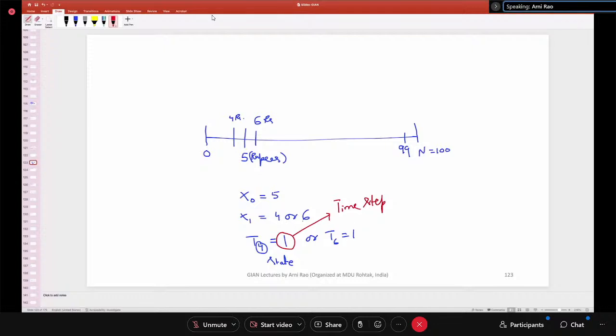If the gambler reaches 4 the first time, I mean the gambler loses as soon as he enters the gambling center, he'll go to 4. So the first time he cannot reach 6, the first time he reaches 4. Suppose he reaches 6 the first time, he wins the game. T6 is 1, the minimum time it took to reach. But as the game progresses, there is no guarantee that the gambler would come back to 6 because it's random.